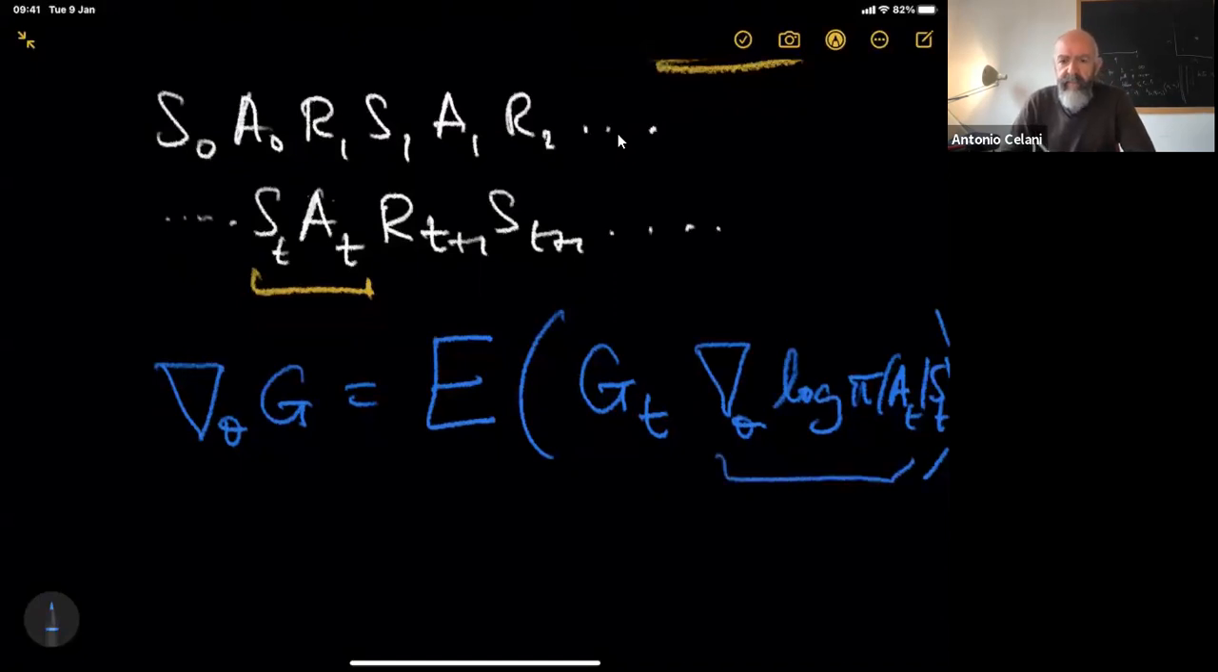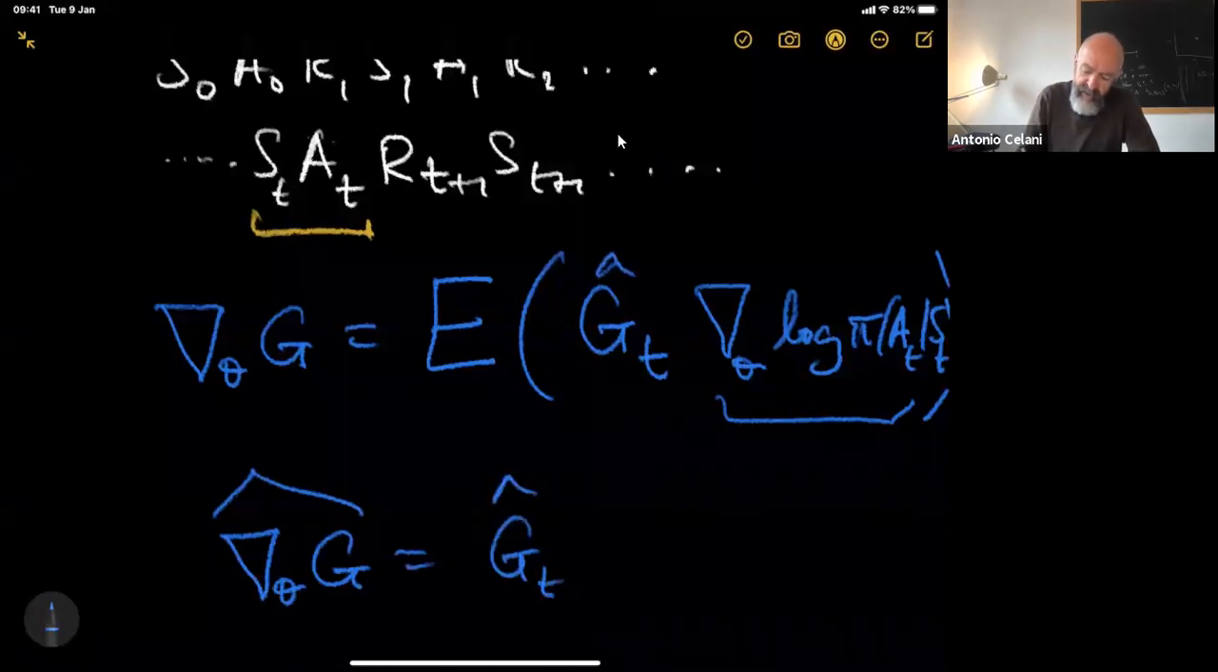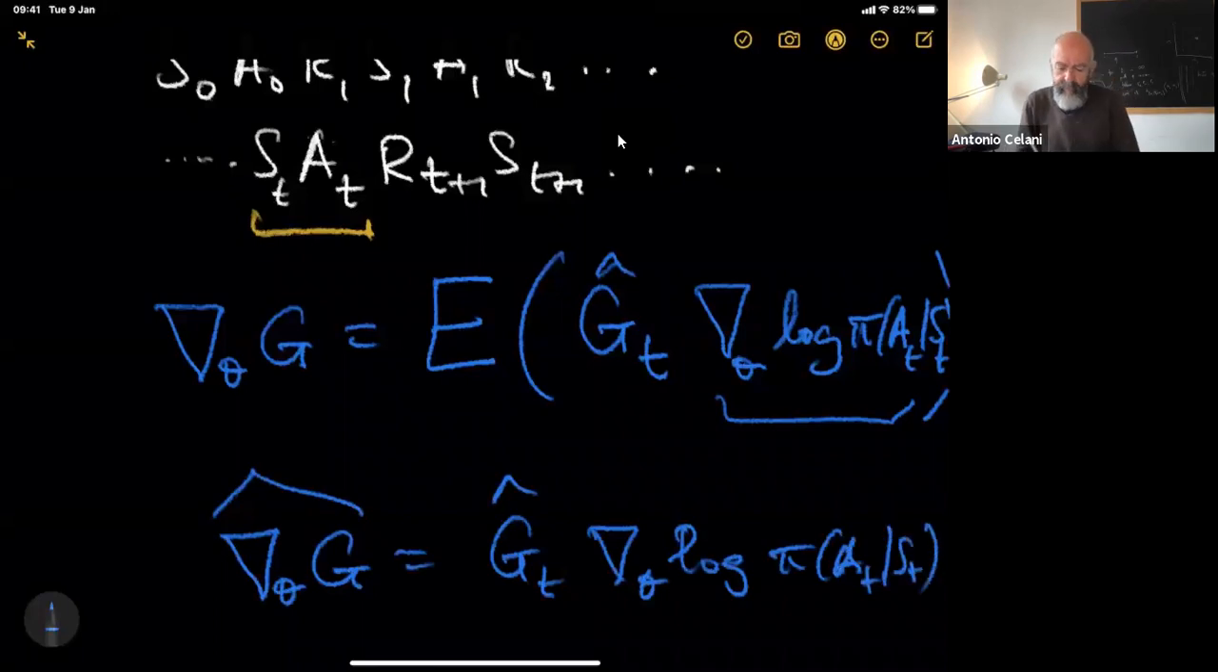And then you have your estimate of the gradient. So this object here is your estimate of the gradient, which is defined like a G_t. So it's the estimate of G times theta. Now everything has become computable without having ever to invoke the knowledge of the model.